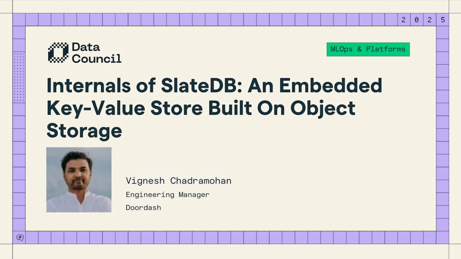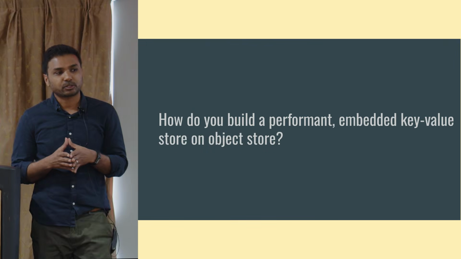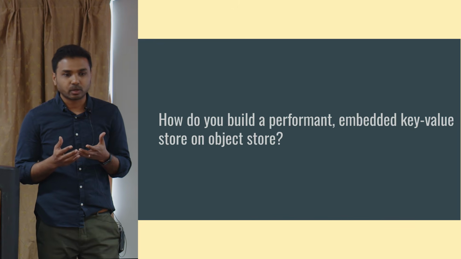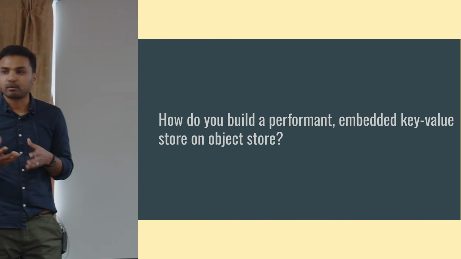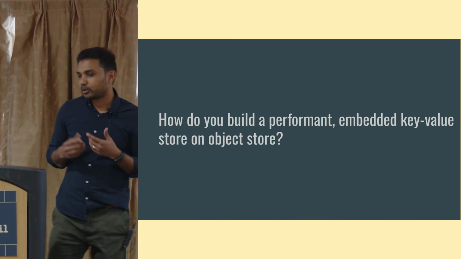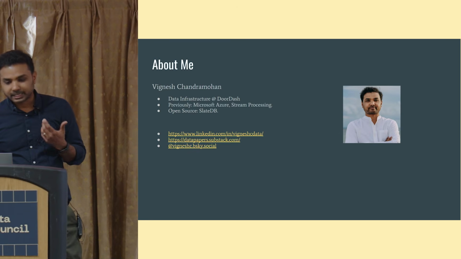How do you build a performant embedded key value store? What are the primitives that you use to build such a store, and what are the primitives that it offers? Today, I'm going to be talking about SlateDB.